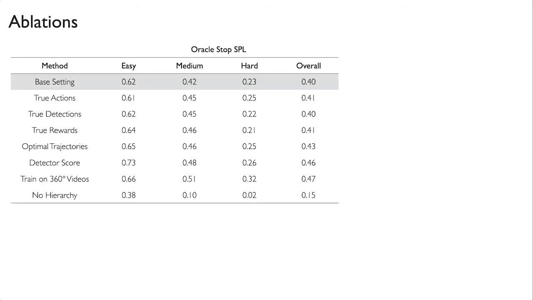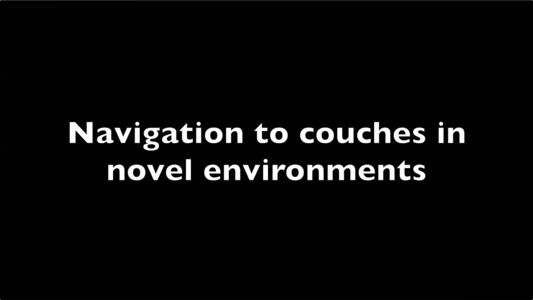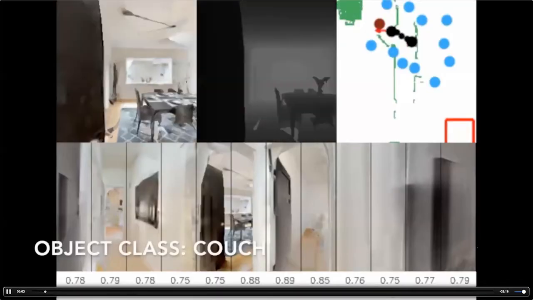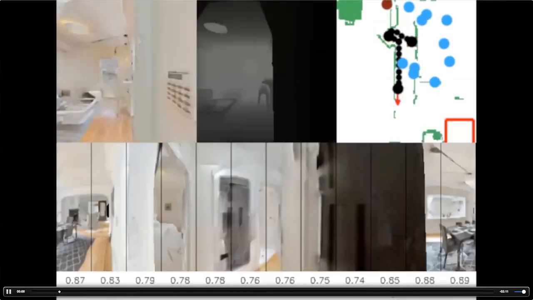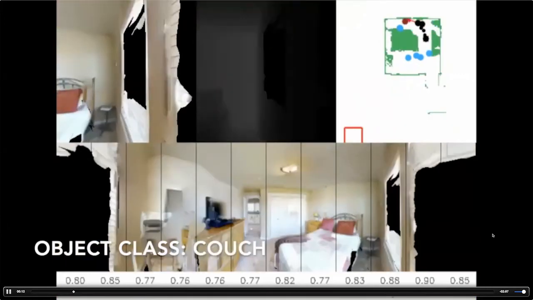We have actually also done some ablations, which in interest of time, I won't quite be able to go into, but I encourage you to read the paper for more details. Here are some policies that we are showing results for. This is basically, you're trying to find dining tables and so forth in this particular example, and couches and so forth, and it's able to do that successfully.